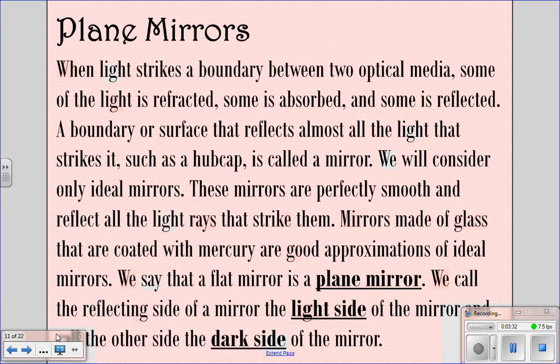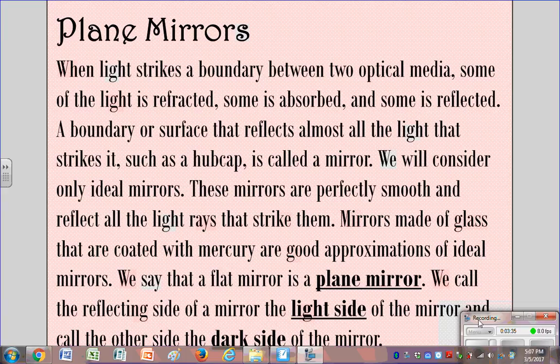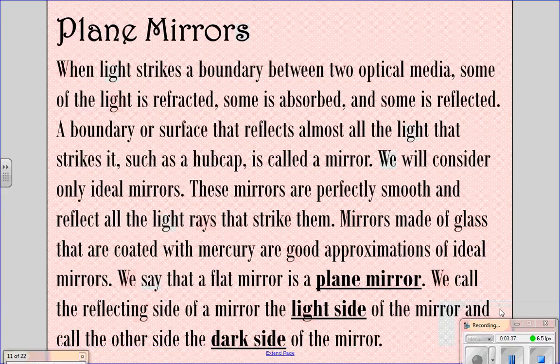We call the reflecting side of a mirror the light side of the mirror, and we call the other side the dark side of the mirror. So the side that you are looking at is called the light side. The light hits it and reflects back to you. And then the other side of the mirror is the dark side. You don't see it. Think about the dark side of the moon.